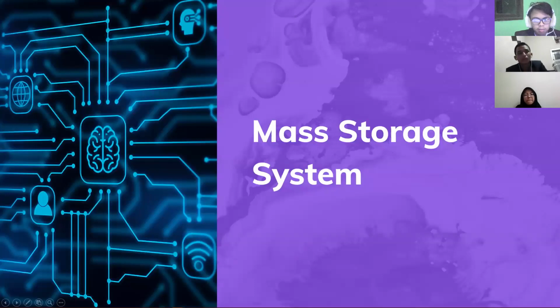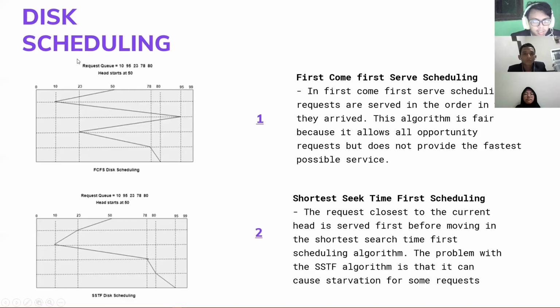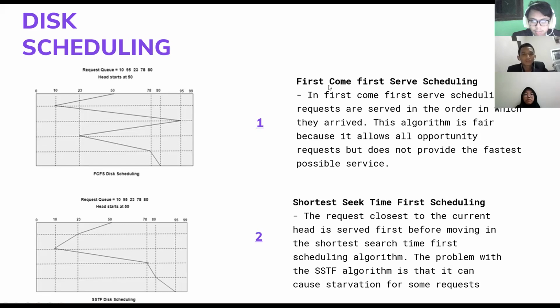The next topic we'll be talking about is the mass storage systems. Now there are a lot of systems that the mass storage uses. The first one is disk scheduling. Disk scheduling has a lot of types. The first one is first come first served scheduling. In first come first served scheduling, requests are served in the order in which they arrive. This algorithm is fair because it gives all requests an opportunity, but does not provide the fastest possible service.